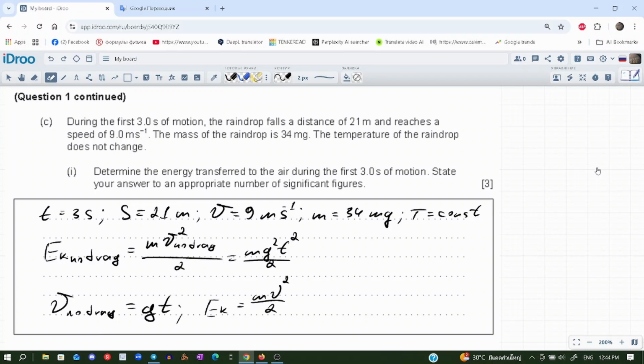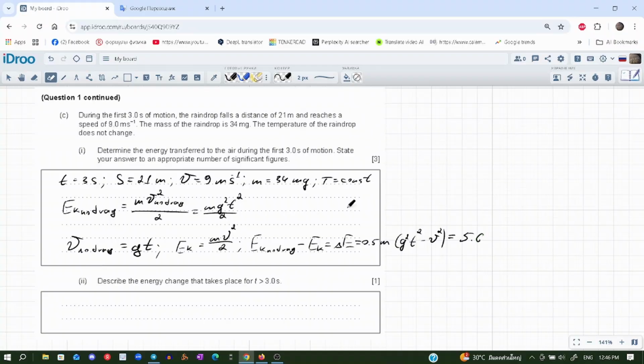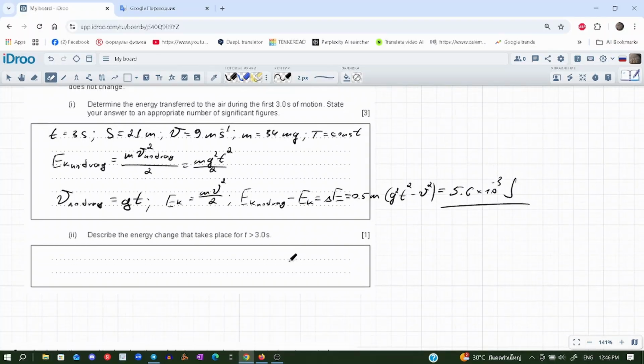And you can calculate the change. So E k no drag minus E k with drag equals delta E, and you can calculate this. It will equal 0.5 m times g squared t squared minus v squared, about 5.6 times 10 to the power of minus 3 joules. Describe the energy change that takes place for t more than 3 seconds.